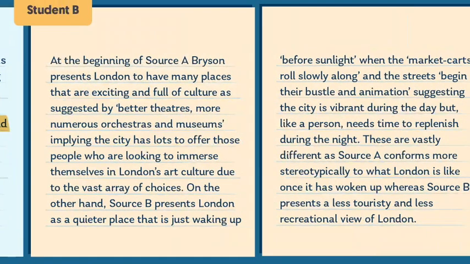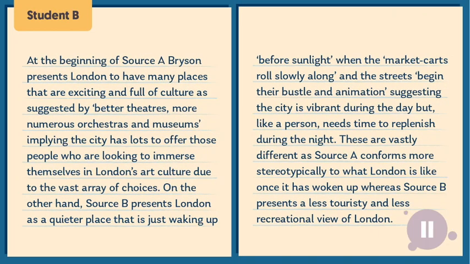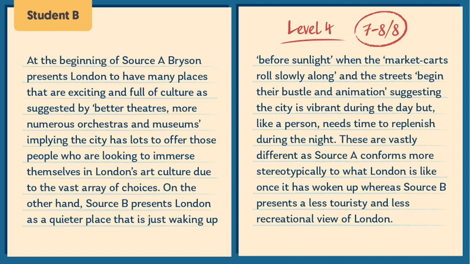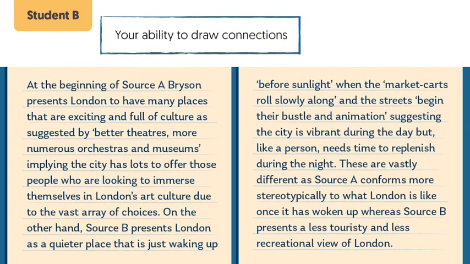Now let's look at part of Student B's response. Press pause now to give yourself time to read through their answer, and press play again when you're ready. You can see that this student has answered in a similar way to Student A, but the difference between the two responses demonstrates how to move a clear response like Student A's into a perceptive or detailed response that would achieve a level 4, which is 7 to 8 marks out of 8. Remember here that you're being assessed on your ability to draw connections between the texts, in this case by looking for differences in the way that London is presented.